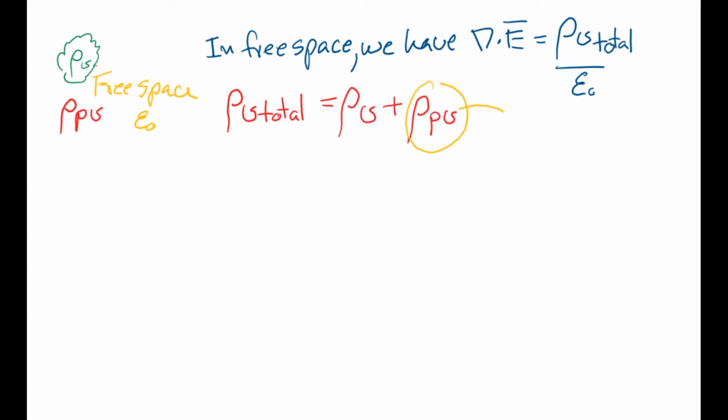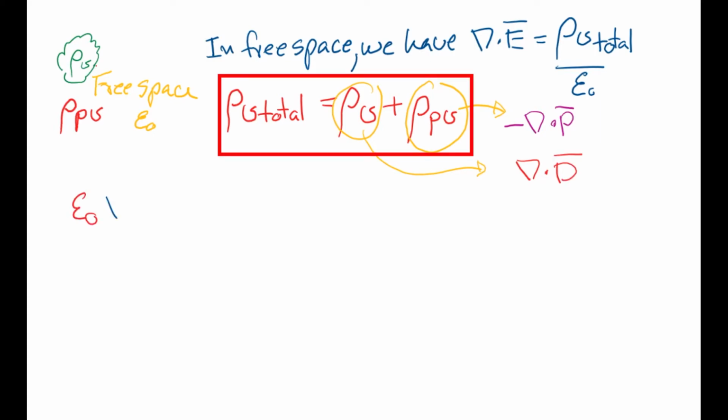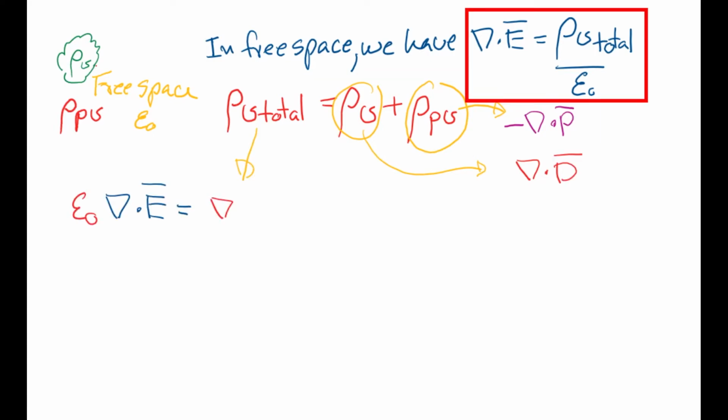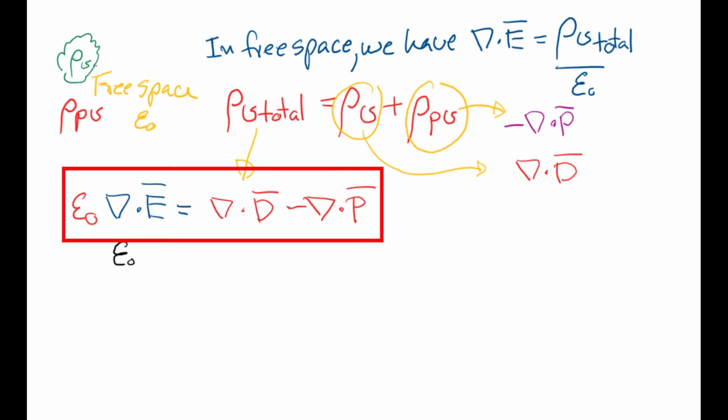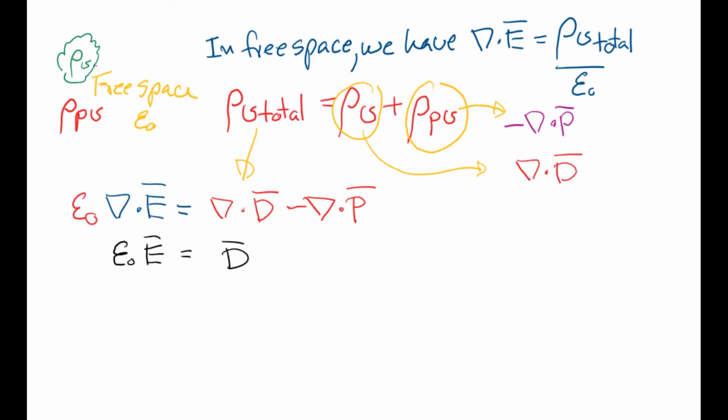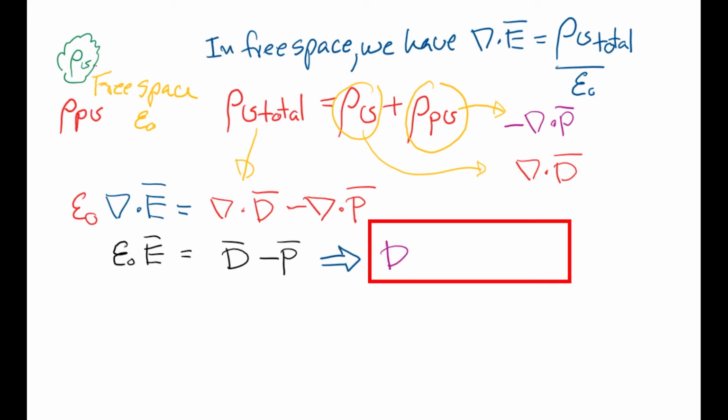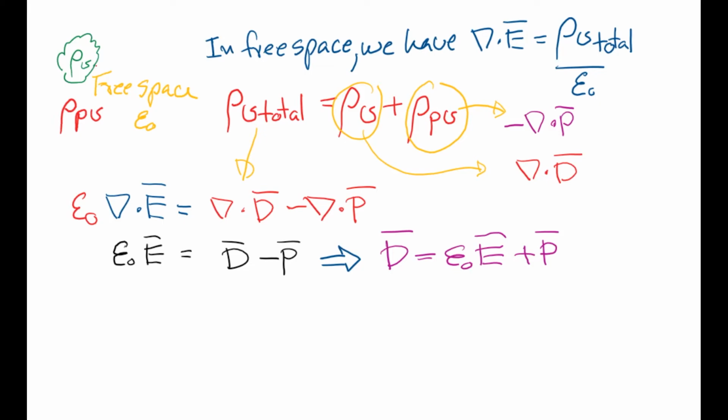The equivalent charge is the negative of the divergence of polarization, and the real charge is the divergence of the electric flux density. Replacing this relation in the first equation, we obtain this equation. Removing the divergence signs, we obtain the relation between electric flux density, electric field, and polarization. If there is no dielectric, then there is no polarization. It reduces to the free space relation, which is D equal to epsilon sub 0 E.